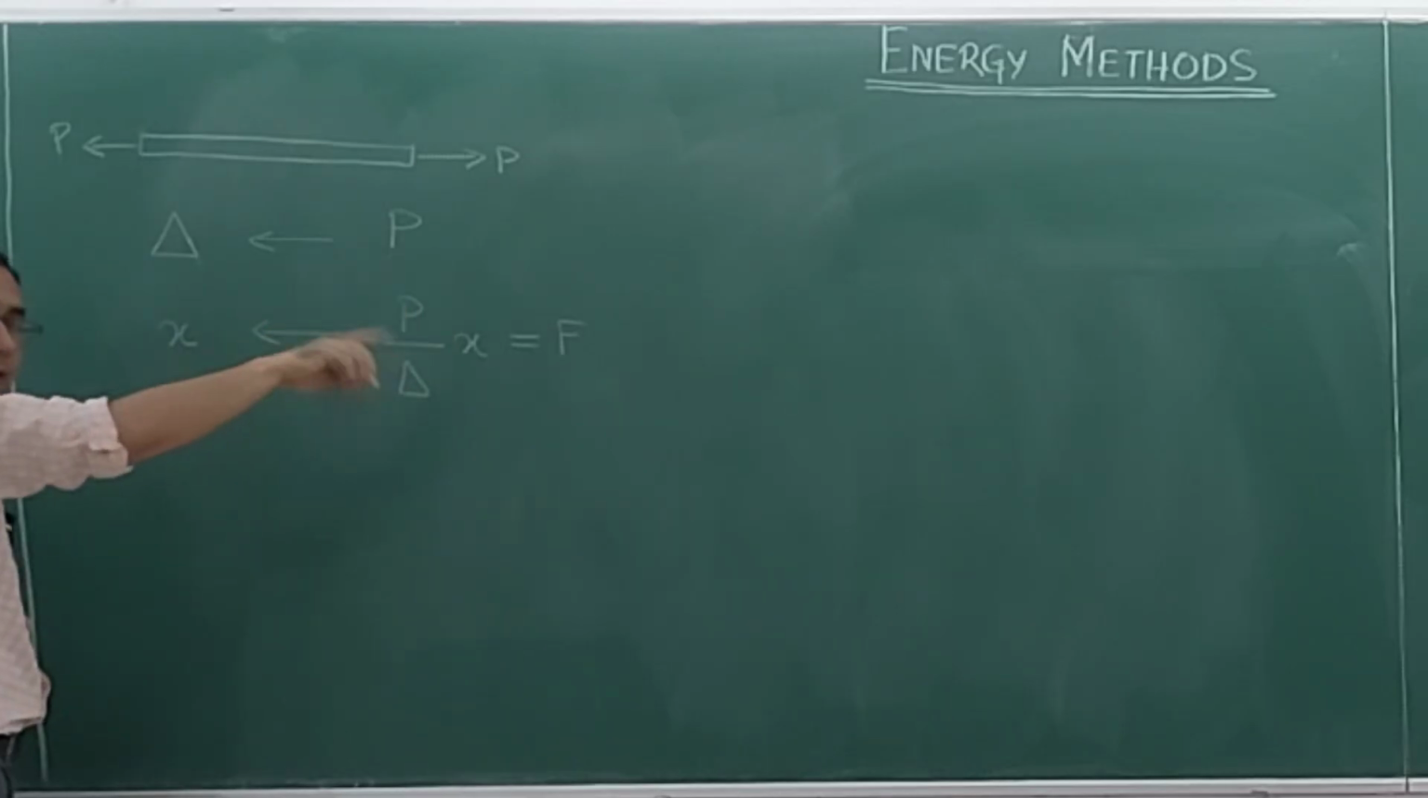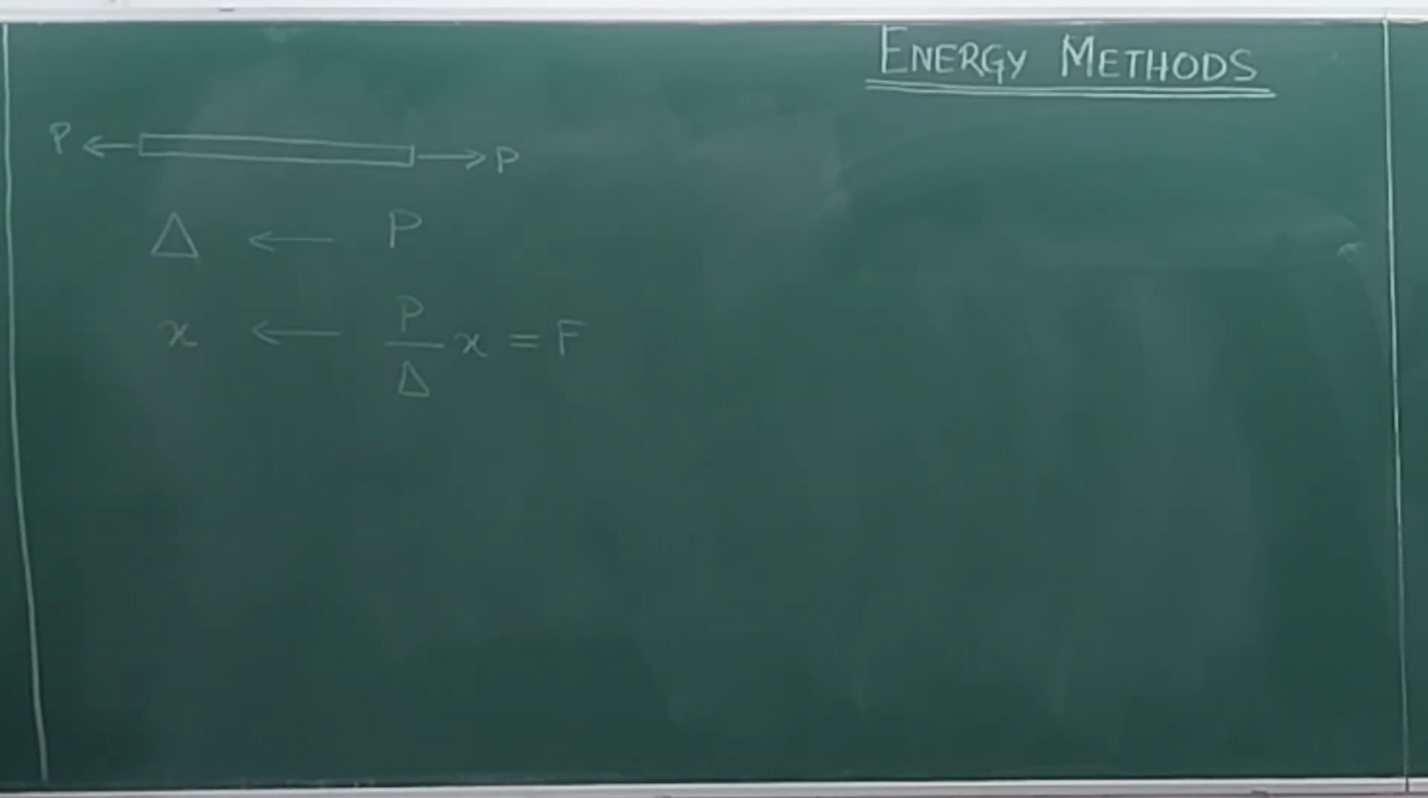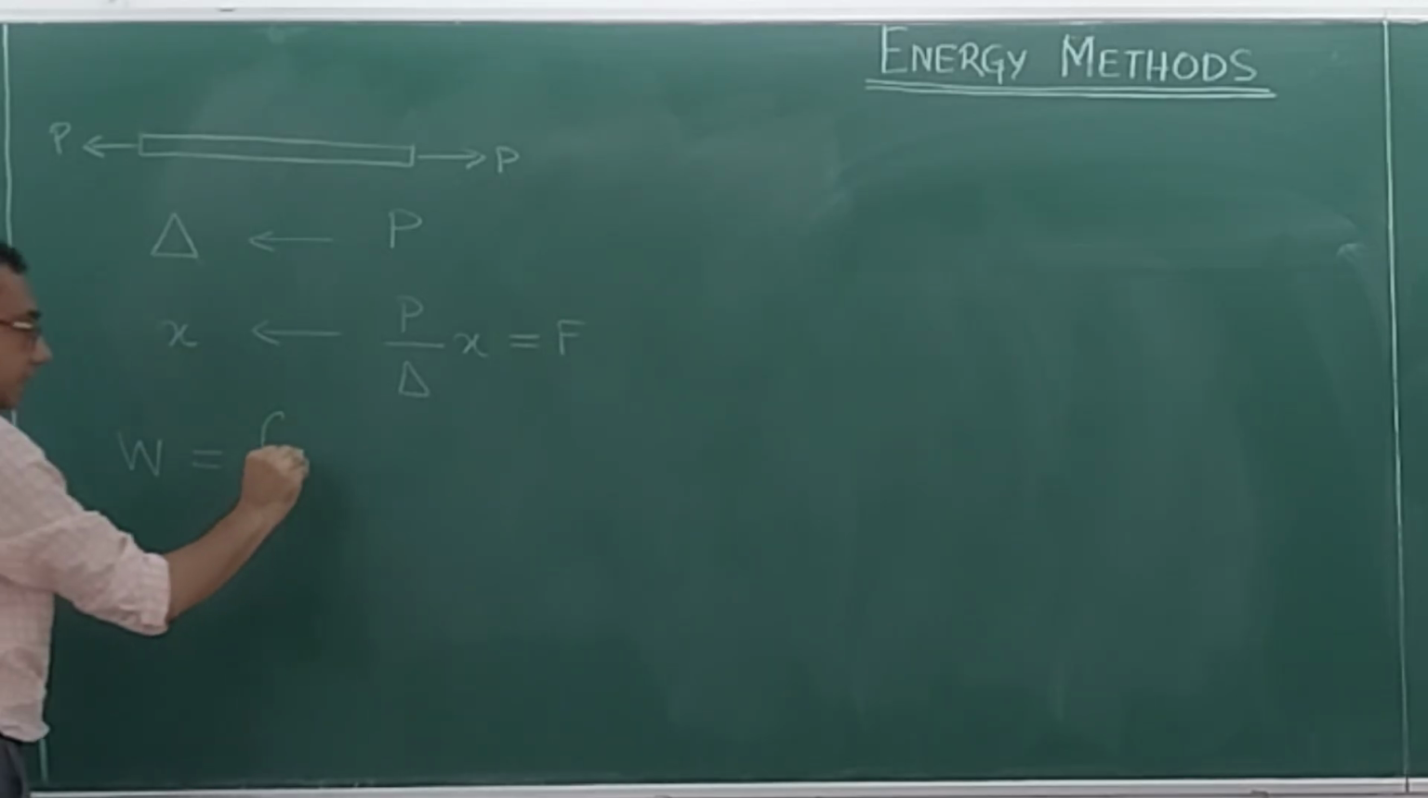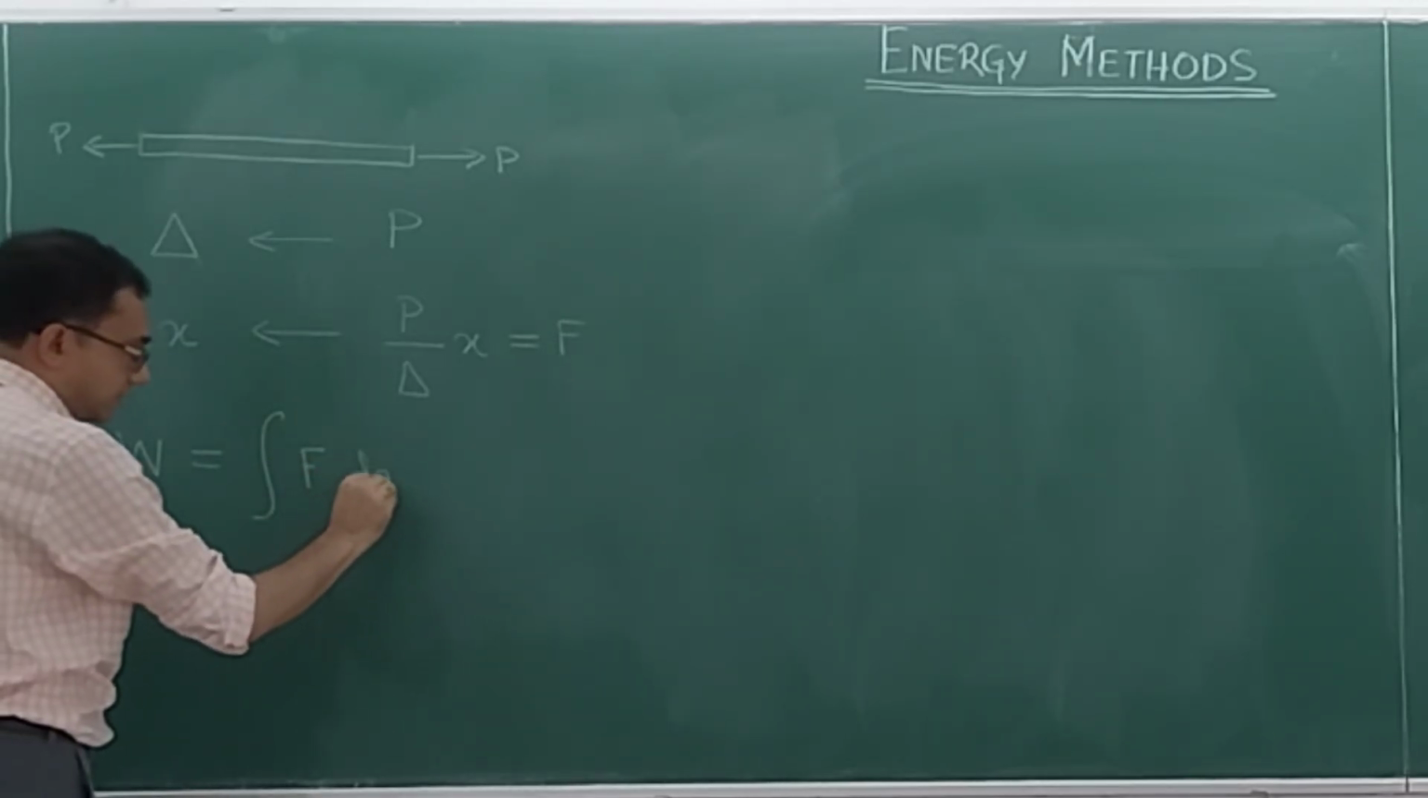It is because of this kind of relationship that we say that we are using a linear behavior. It is not necessary that every material will behave like this, but most of the materials that we deal with will behave like this. For example, steel, aluminium, and to a certain extent wood. What do we do with this? Well, we'll find out the total work done. So total work done will be F into dx.